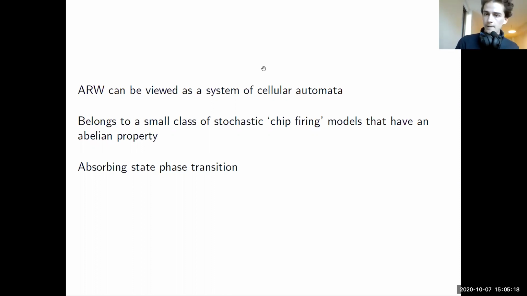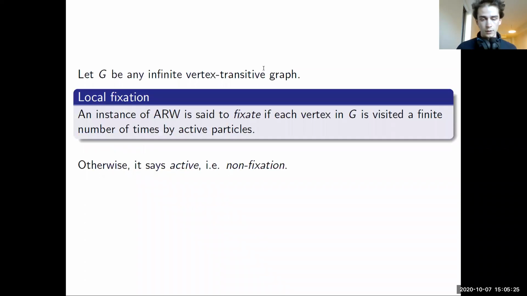There's a phase transition in the density mu of particles. So let me describe that in a bit more detail. And this holds, like I said, I'm going to focus on Z^d. Actually, for today, I'm really just going to talk about Z for the second half. But this part holds on any infinite vertex transitive graph.